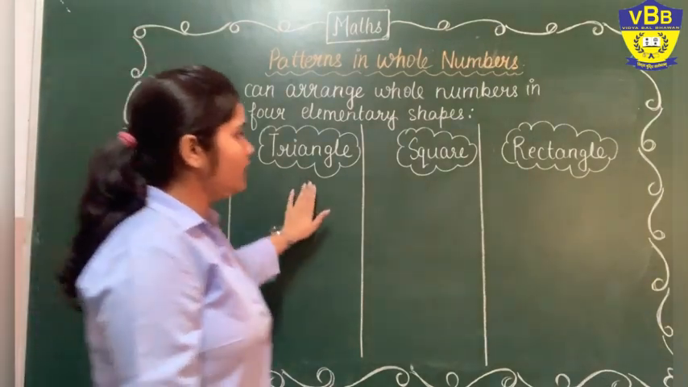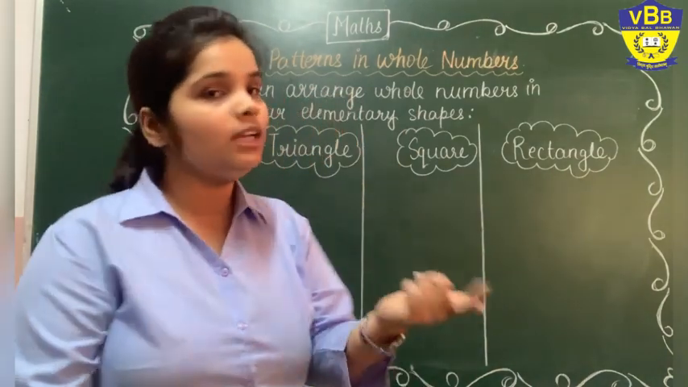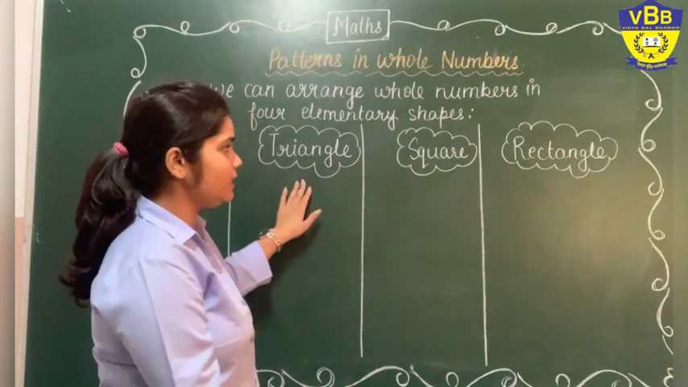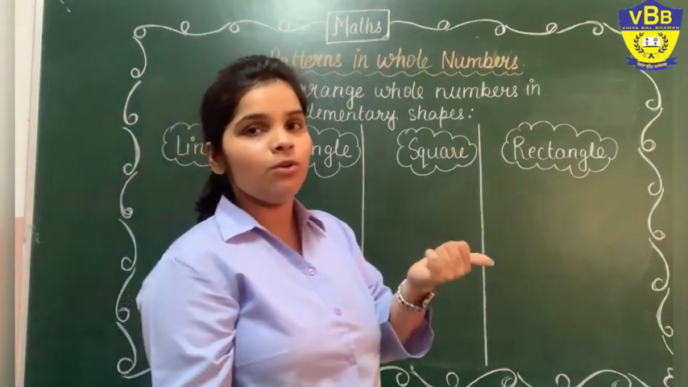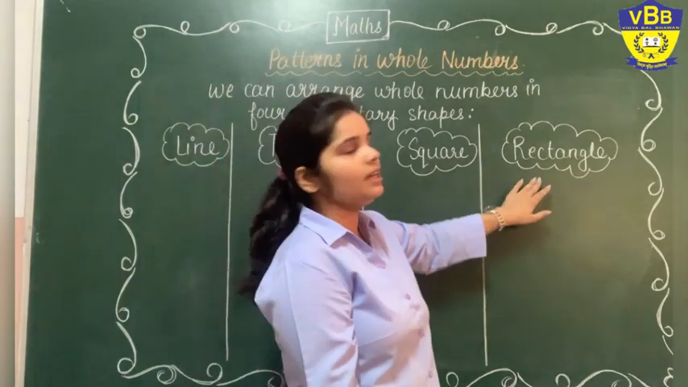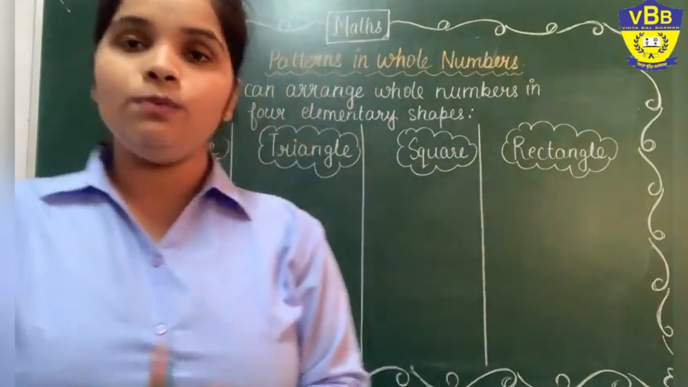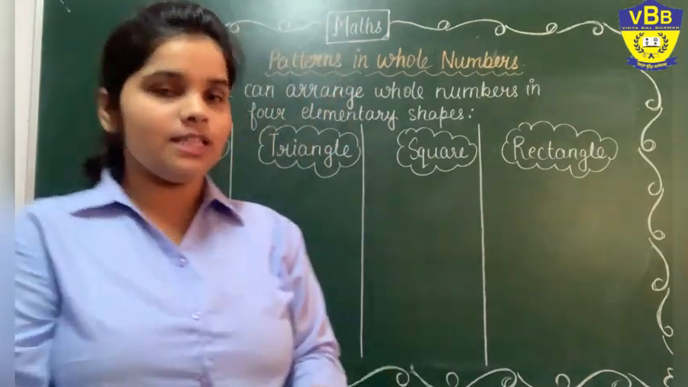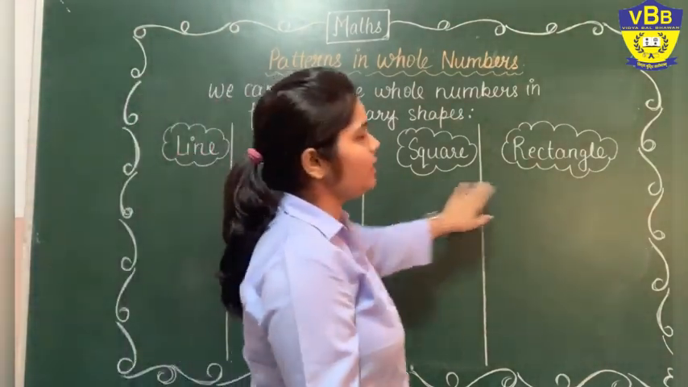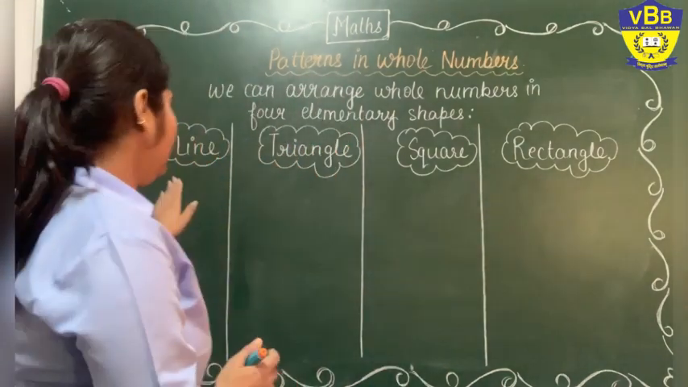Line, triangle, square, rectangle. We can arrange some of the whole numbers in line, some in triangle shape, some in square shape, and some in rectangle shape. So today we are going to find out which whole number can be represented as line, which can be represented as triangle, square and rectangle. So let's start with line.